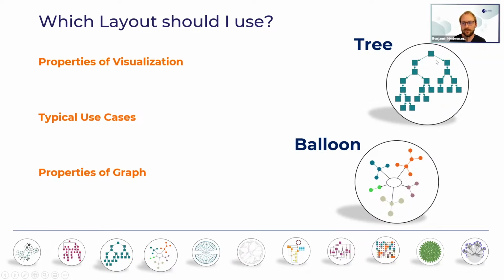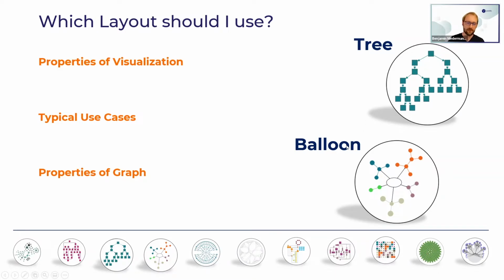The tree layout basically assigns the nodes to layers from top to bottom, for example, but it can also do this from left to right. And then you know that the parent node lies above the children nodes, and so on.